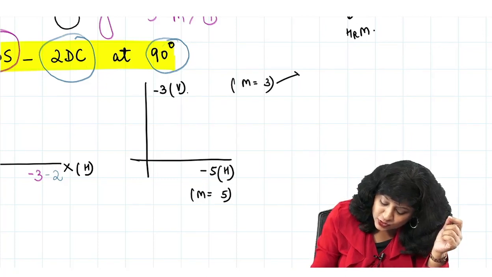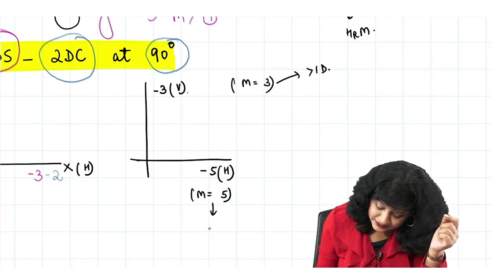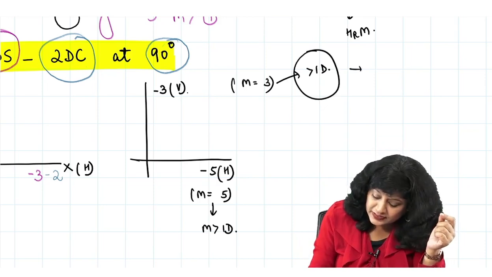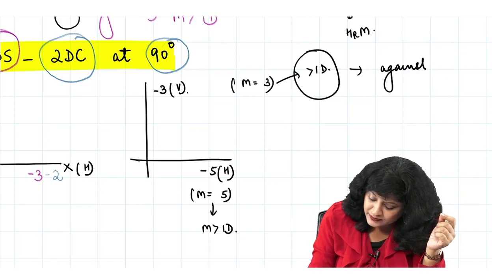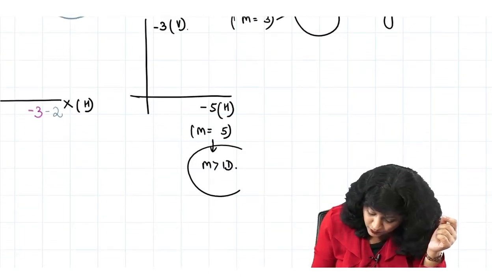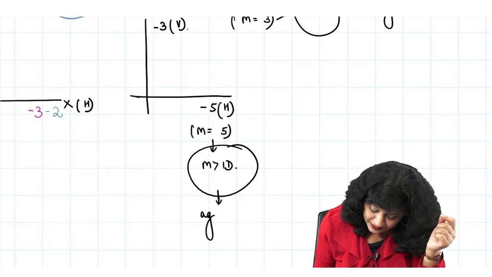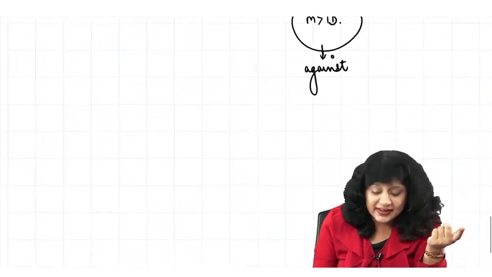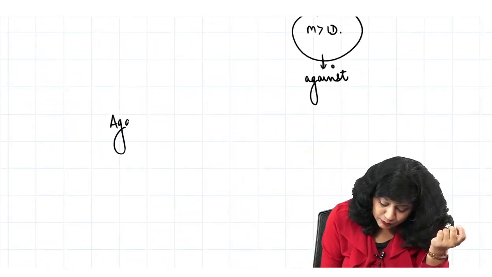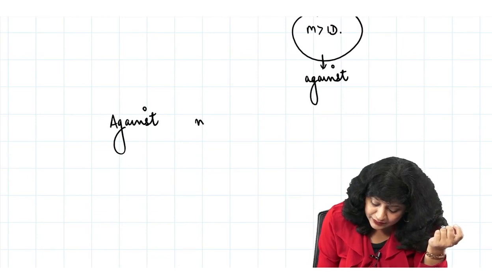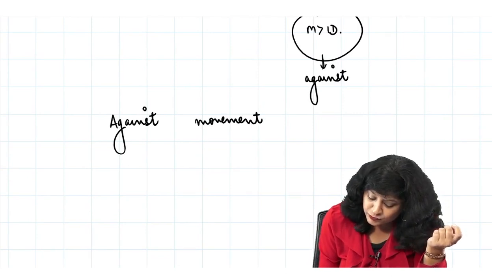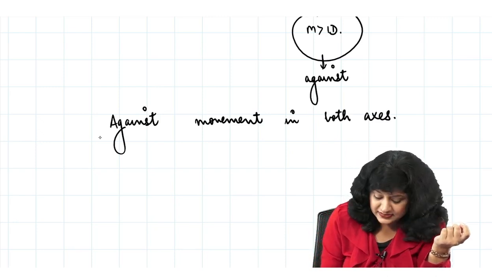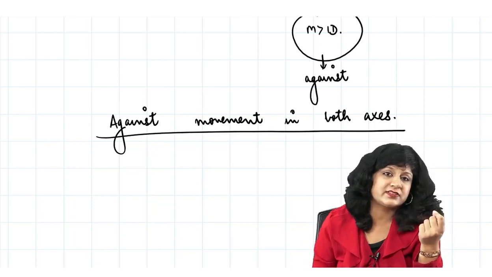So can you see this is also more than 1 diopter and this is also more than 1 diopter. So this myopia more than 1 diopter will give you against movement, right? And this myopia more than 1 diopter will also give me against movement. So that means what should be my answer? My answer will be against movement. That means my answer will be against movement in both the axes. In both the axes, I will get the against movement.